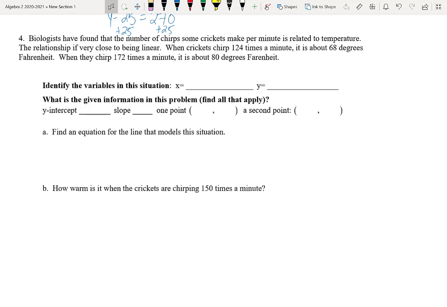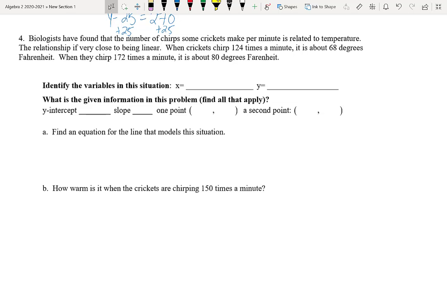The relationship is very close to being linear, so we're just going to assume that it is exactly linear. As you will find out later in life, if you are doing any kind of actual data collection, any kind of research, very rarely do relationships that we're trying to discover follow an exact function. They're not perfectly linear, they're not perfectly quadratic or exponential. They just follow that pretty closely.